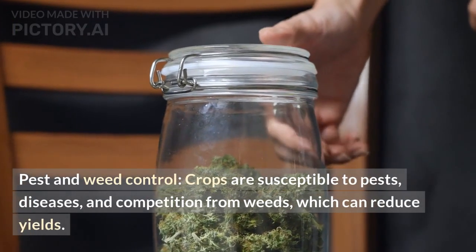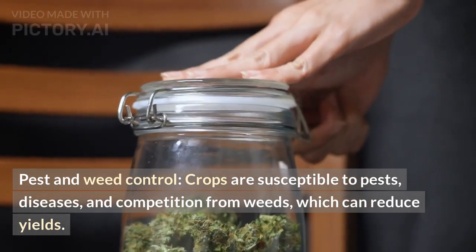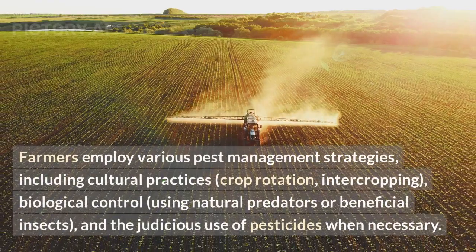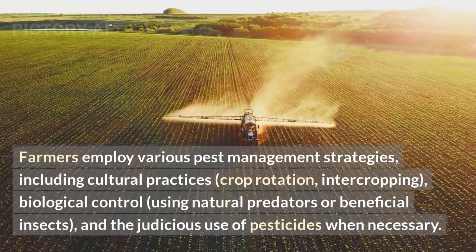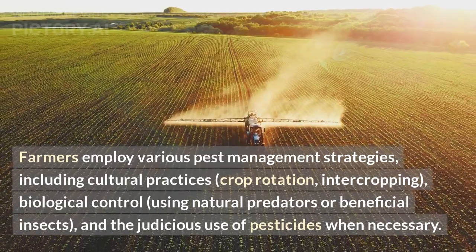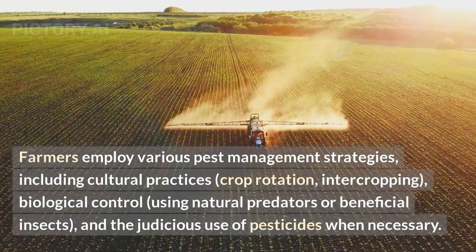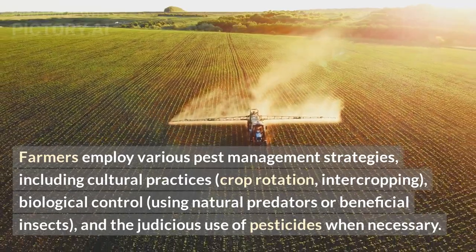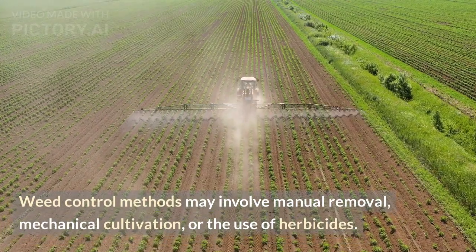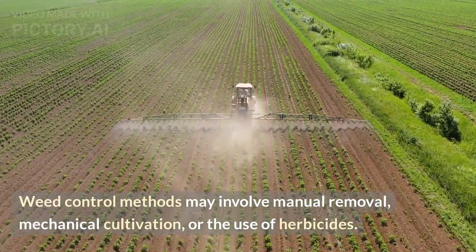Pest and weed control. Crops are susceptible to pests, diseases, and competition from weeds, which can reduce yields. Farmers employ various pest management strategies, including cultural practices, crop rotation, intercropping, biological control, using natural predators or beneficial insects, and the judicious use of pesticides when necessary. Weed control methods may involve manual removal, mechanical cultivation, or the use of herbicides.